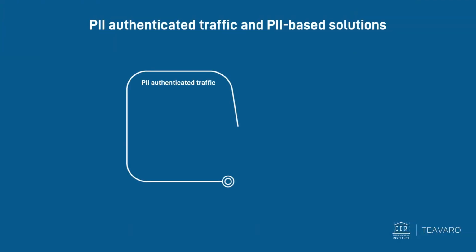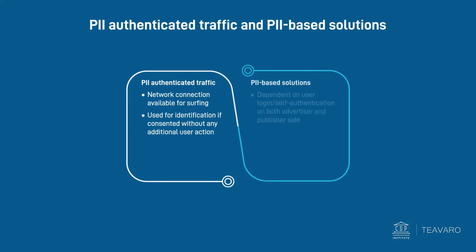Unlike PII-authenticated traffic, a network connection is always available when surfing in the open web and can be used for identification if consented without any additional user action. PII-based solutions instead are dependent on user login or self-authentication on both the advertiser and the publisher side.